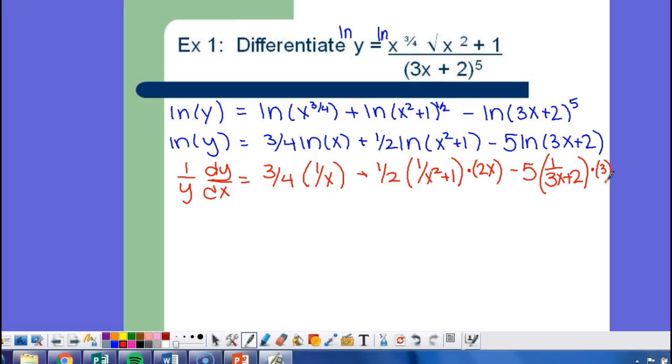We don't want a variable on the left. So if you have 1 over y, how would you move it to the other side? Yep. So you'd have dy dx equals y times all of this cleaned up. So you clean up the beginning, you get 3 over 4x. The 1/2 and the 2 would cancel. So you get x over x squared plus 1. 5 and 3 would give you 15.